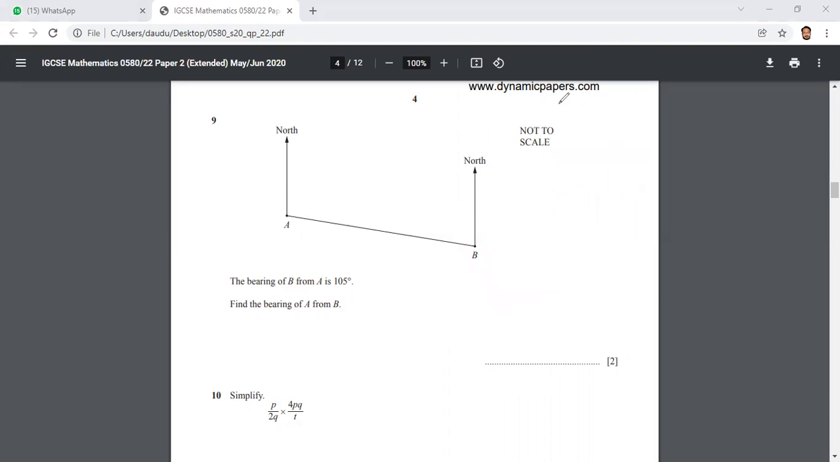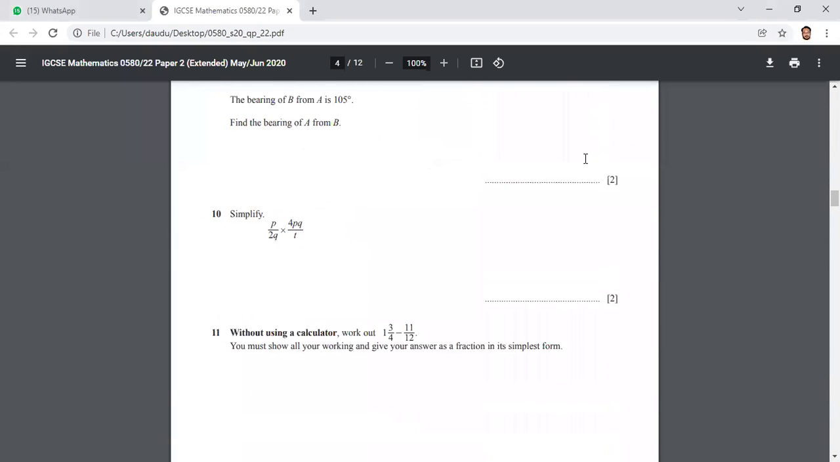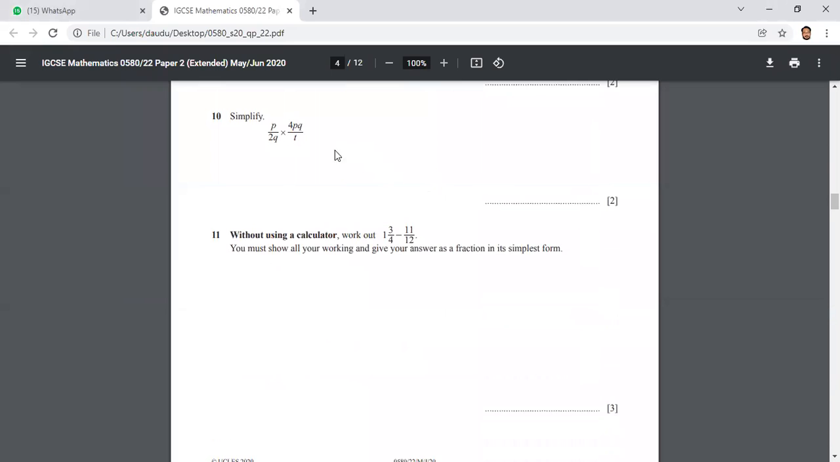Next is 10. It is about simplification. Easy. We just try to cancel the same values. Like for example, P up, we cannot, but Q and Q we can cancel.